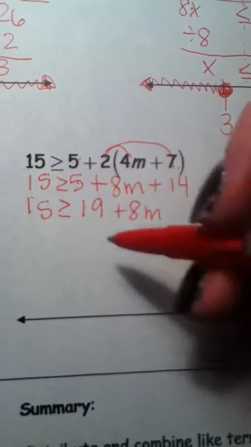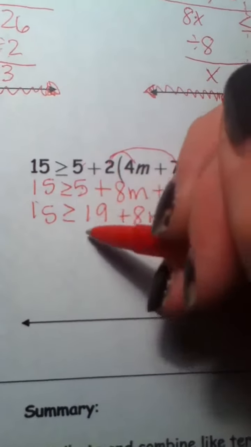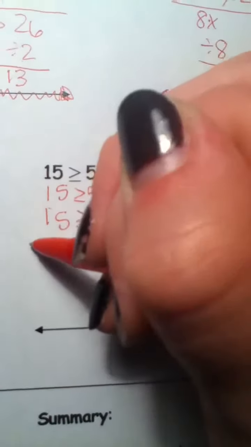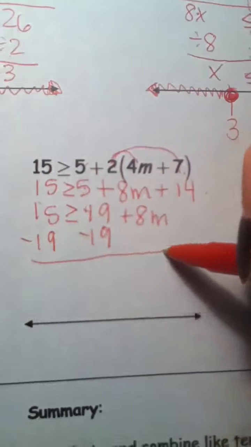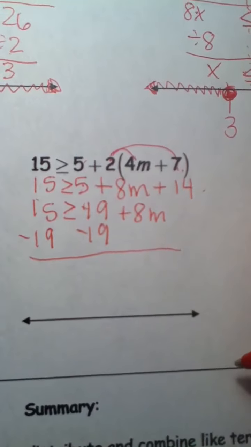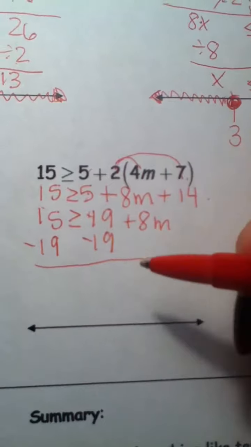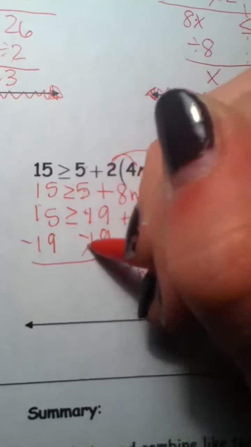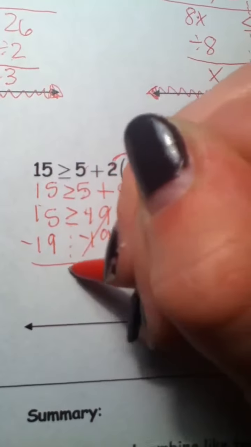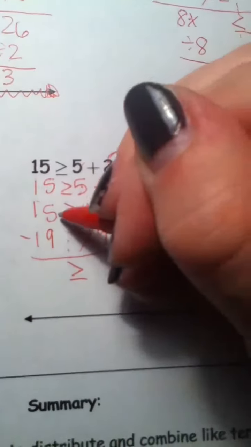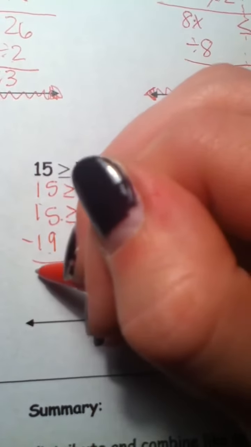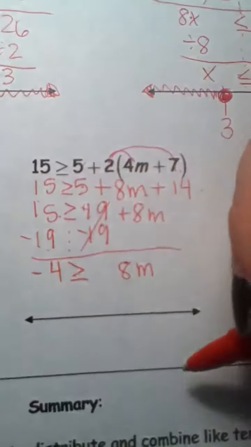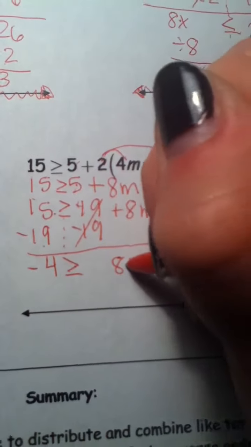Leave the m for last. Get rid of the 19. Since it's a positive 19, we want to subtract 19 from both sides. Don't fall asleep. Stay awake. We're almost done. Okay. 8m. This is 0, so I'm not going to write anything. Carry down my lovely sign. 15 minus 19. Careful with your negatives, please. Negative 4.